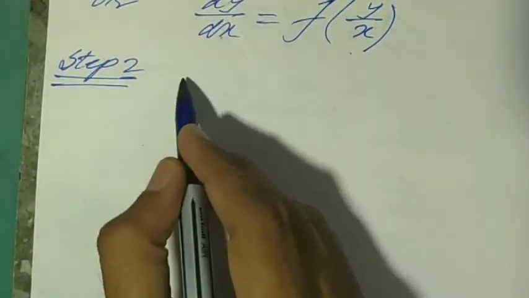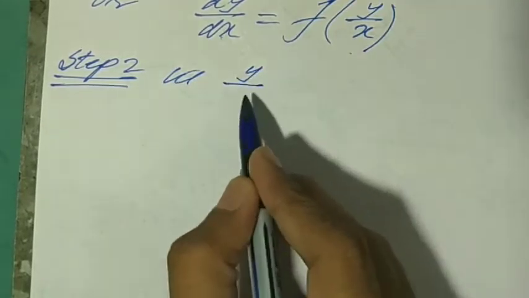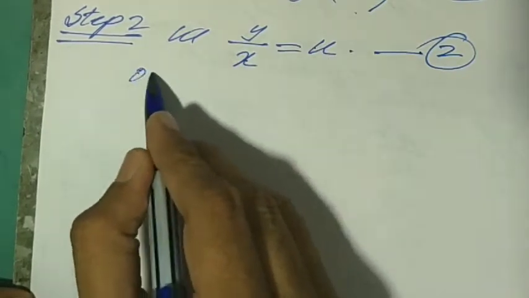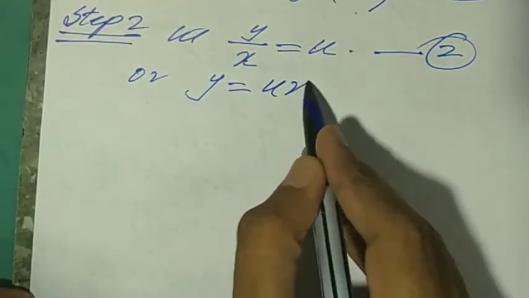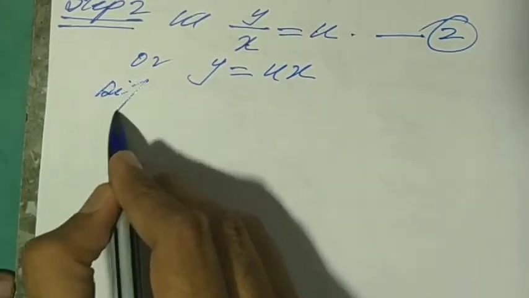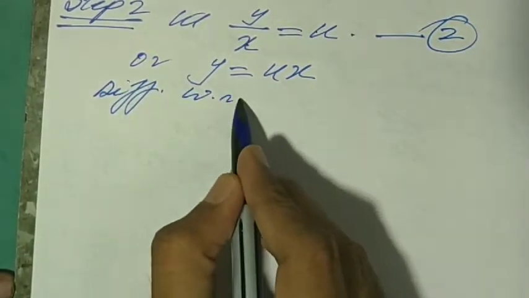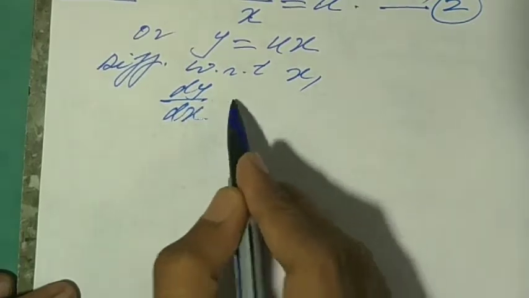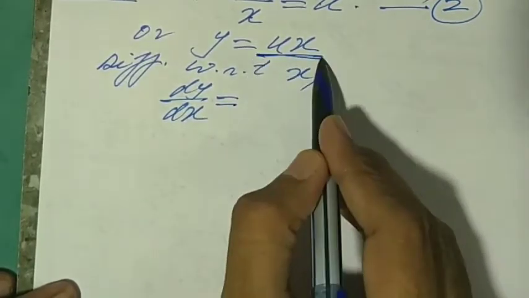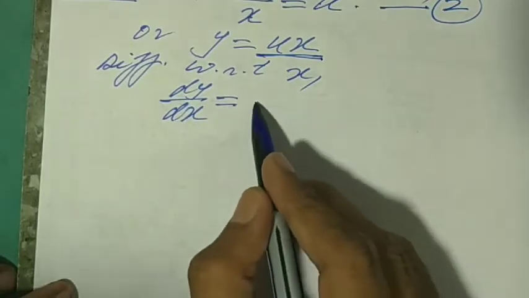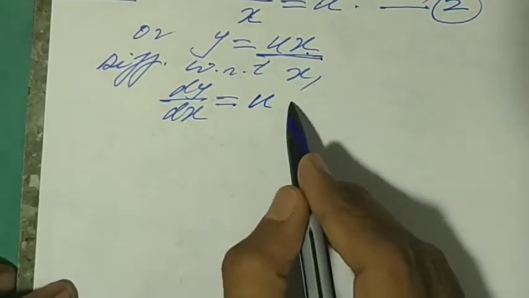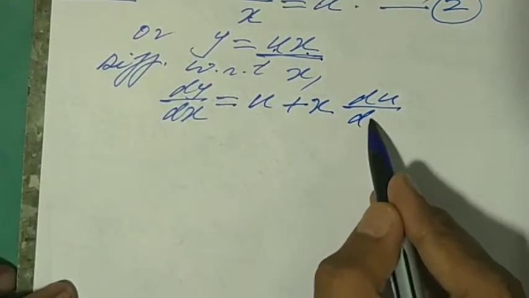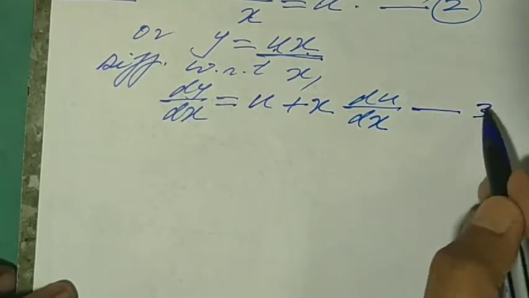After that, we assume y upon x is equal to u. Then we transpose x to that side, so we may write it as y is equal to ux. Then we differentiate it with respect to x. So we get dy upon dx is equal to, now we have to differentiate ux by product rule. So u as it is, differential of x is 1, plus x as it is, differential of u with respect to x is du upon dx, and we make it equation number 3.